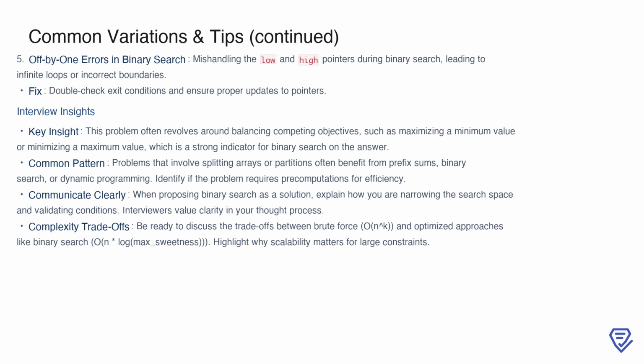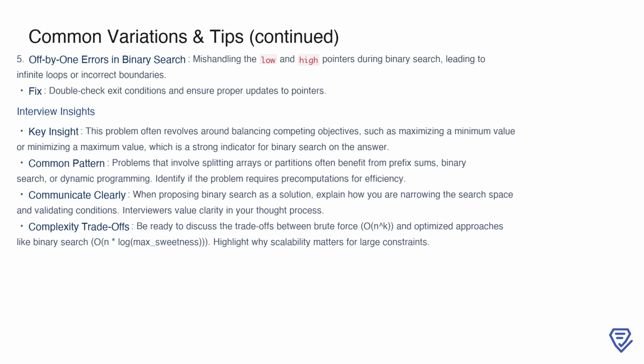From an interview perspective, this problem offers several key insights. At its core, it often involves balancing competing objectives, such as maximizing a minimum value or minimizing a maximum value, which strongly suggests that binary search on the answer is the right approach. Problems that involve splitting arrays or partitions typically benefit from tools like prefix sums, binary search, or dynamic programming. Recognizing whether precomputations are necessary can make your solution more efficient.